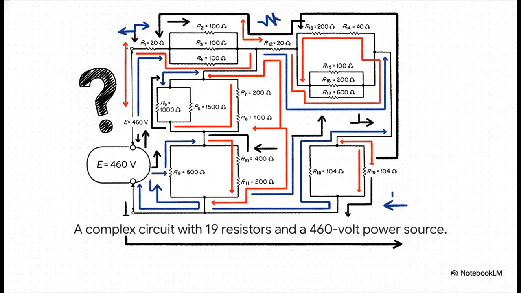All right, here it is. This is our labyrinth. It's a direct current circuit, and it's got 19 different resistors and a 460-volt power source. Our one and only mission is to figure out a single number, the total electrical current that's flowing from that supply. I mean, look at this thing. It's a chaotic maze of wires and components, and that's exactly the point.